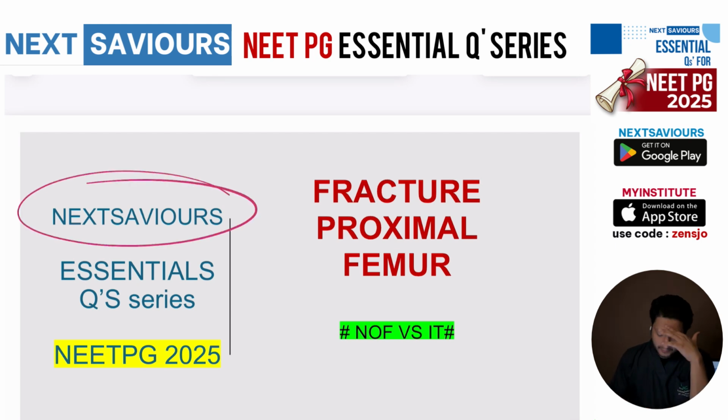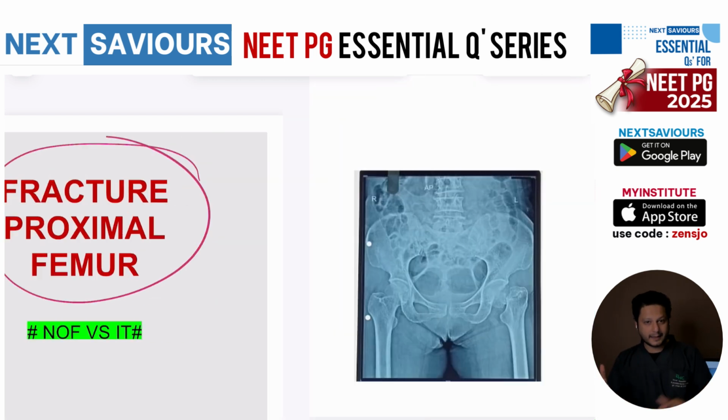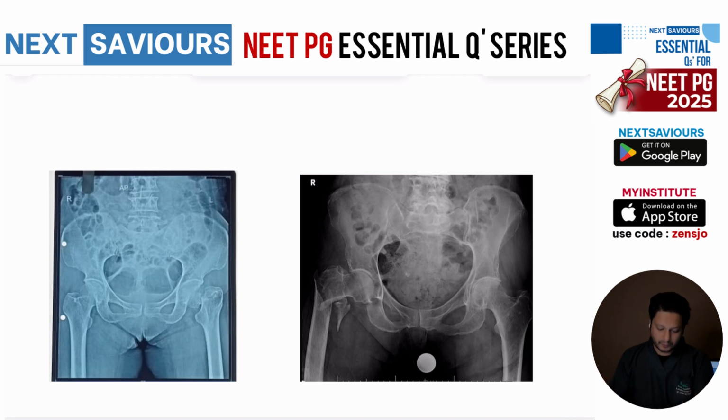Today we are going to have a discussion on an important topic, that is fractures around the proximal femur, and what are the basic differences between the two and how ultimately you have to conclude to the answer related to the question. So basically it is the fracture neck of femur versus the intertrochanteric fracture in the proximal aspect of the femur, which are very common in clinical practice.